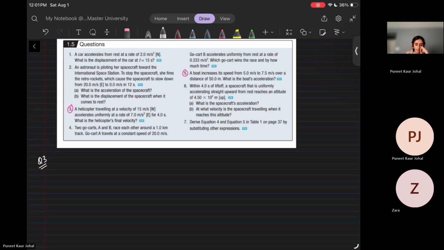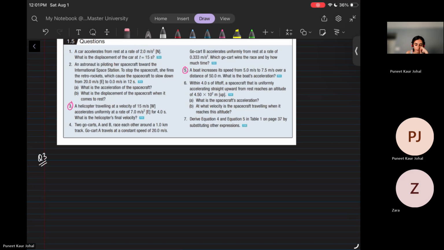A helicopter is traveling at a velocity of 15 meters per second west and it accelerates uniformly at the rate of 7 meters per second squared east for 4 seconds. What is the helicopter's final velocity?